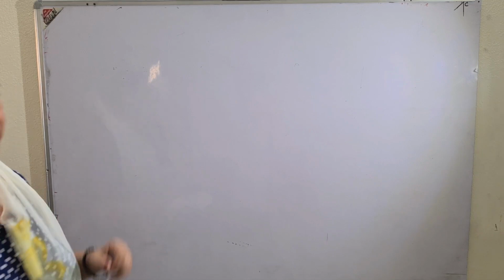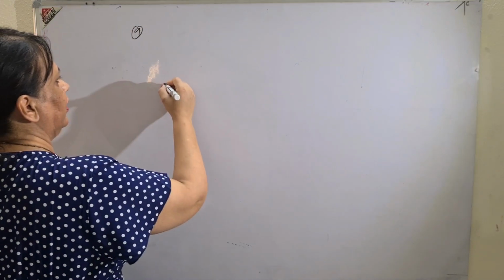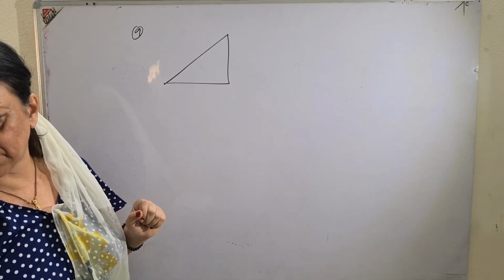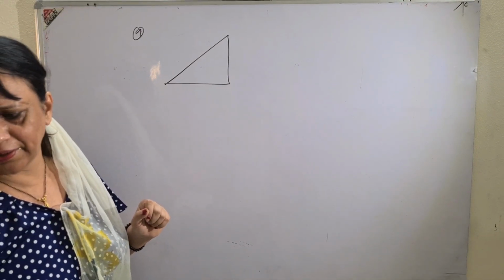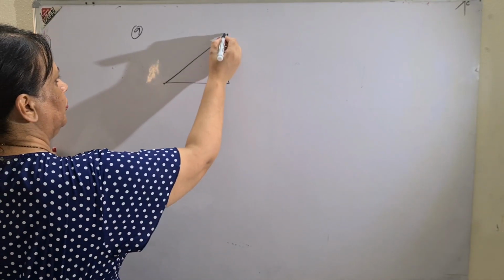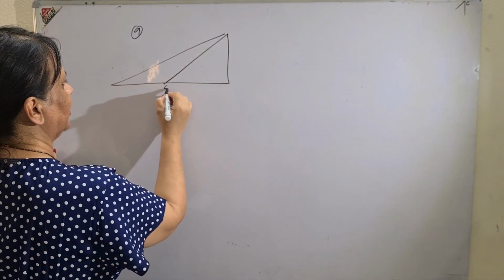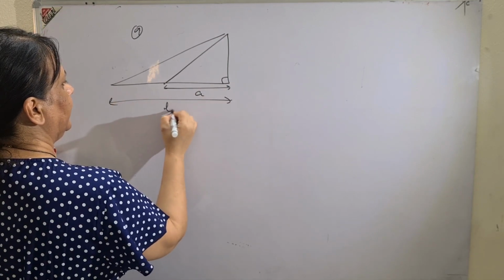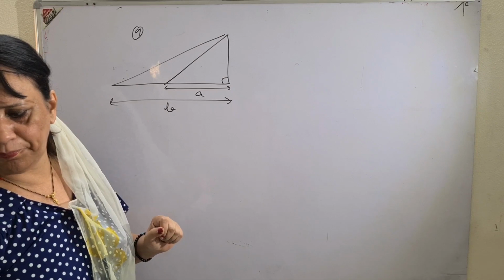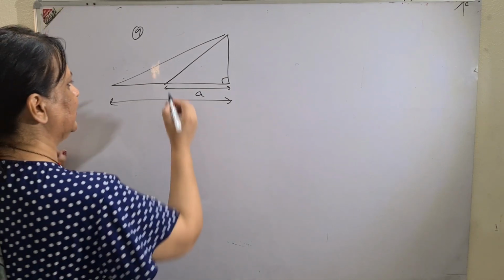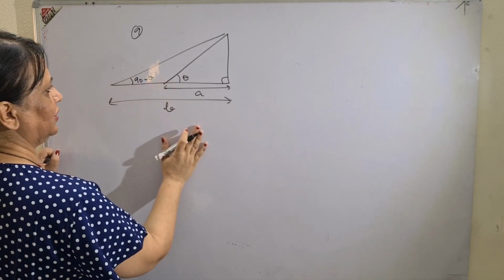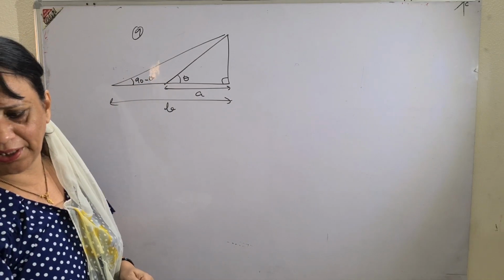Then coming to question number 9, the angle of elevation of the top of the tower from 2 points on the ground at distance A and B are complementary. Complementary means if one angle is theta, the other is 90 minus theta. Just remember this, otherwise the question is very easy. And he wants me to find the height of the tower.